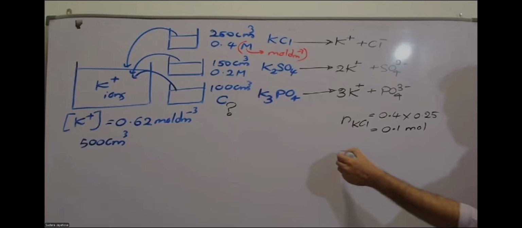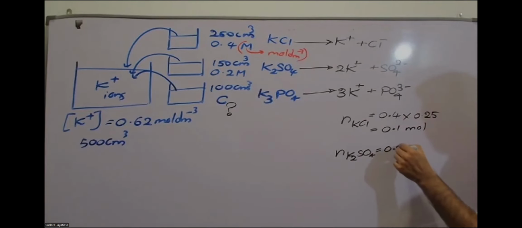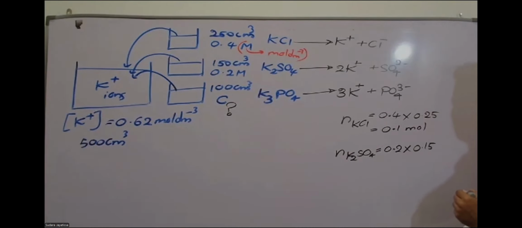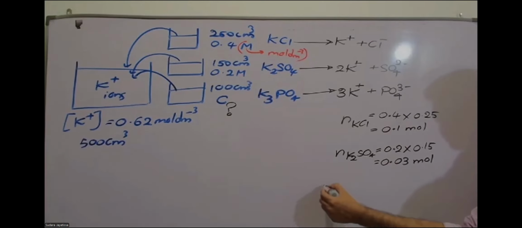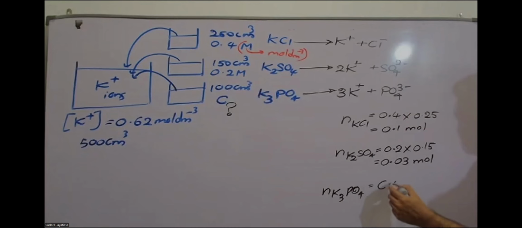Then moles of K2SO4: 0.2 mole per decimeter cube into 150 cubic centimeters, so 0.15. So I'll be getting 0.03 moles. Then moles of K3PO4, which we don't know. Let's take that concentration as C. So C into 0.1, okay, moles will be given.